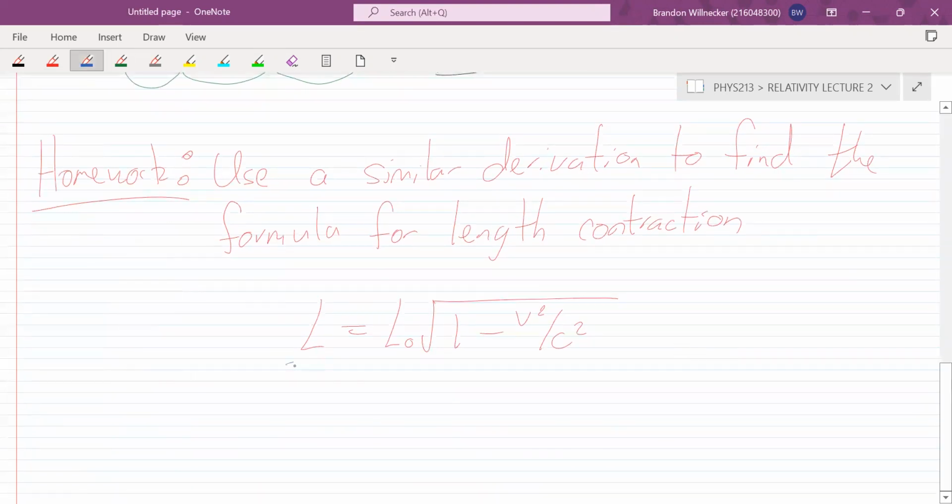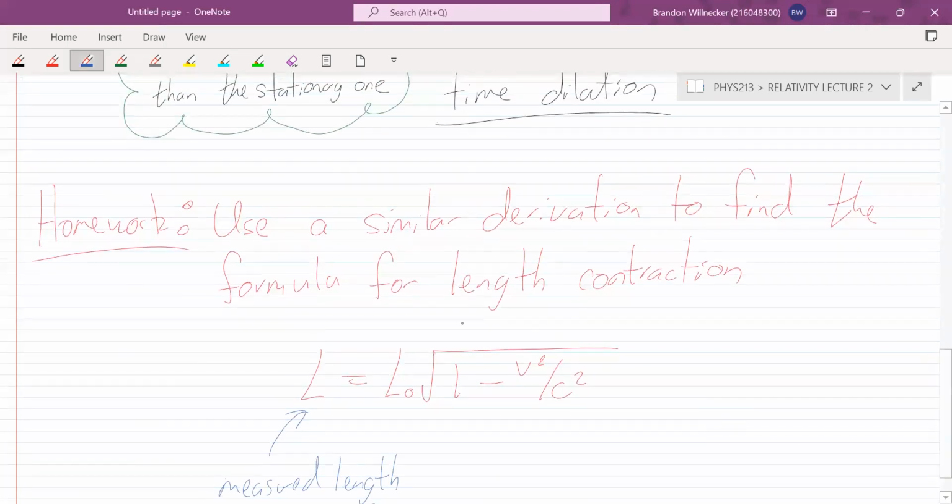So this L is the measured length in the moving frame. So if you're moving, that's L. And then L naught, we call this the rest length. That's the length if you were standing next to this object, not moving relative to it, and you were to measure the length, you would get this. So this is the so-called rest length.